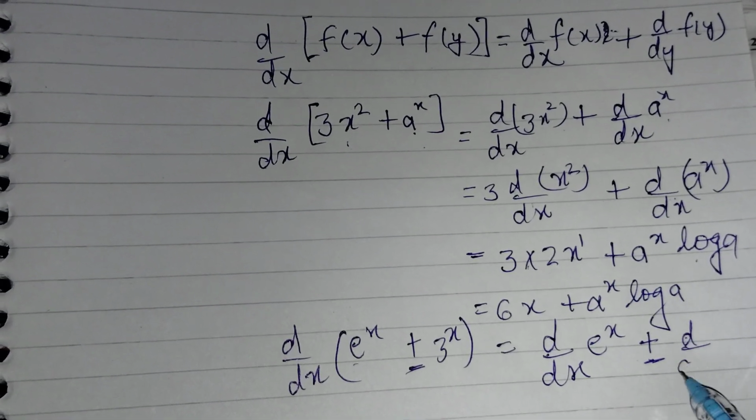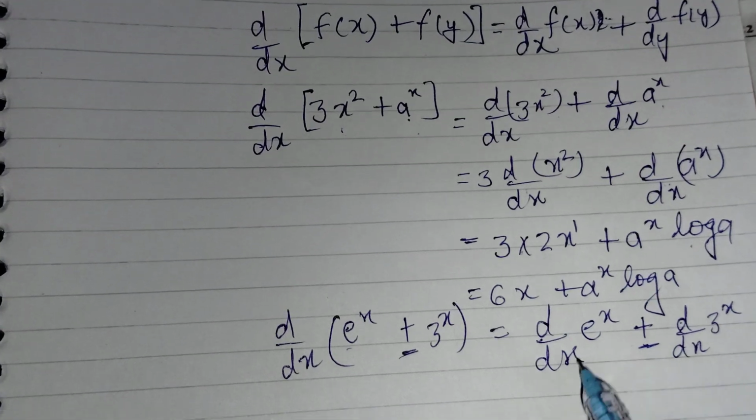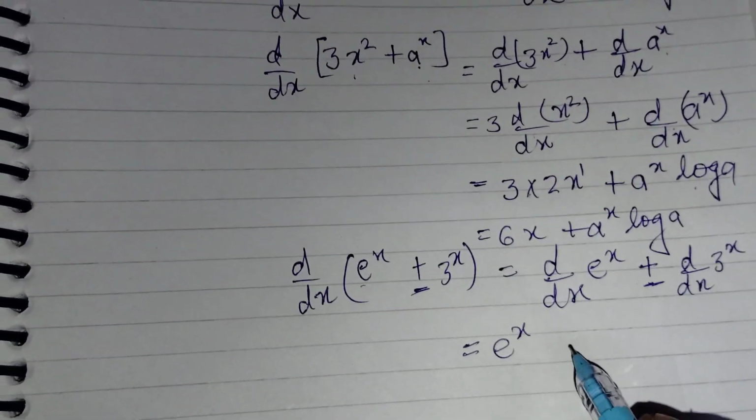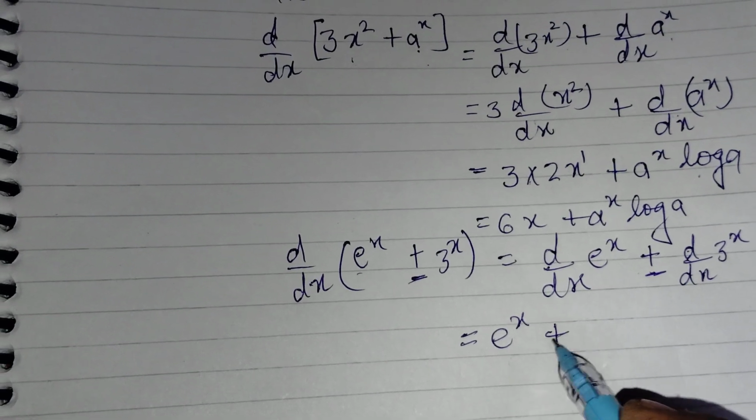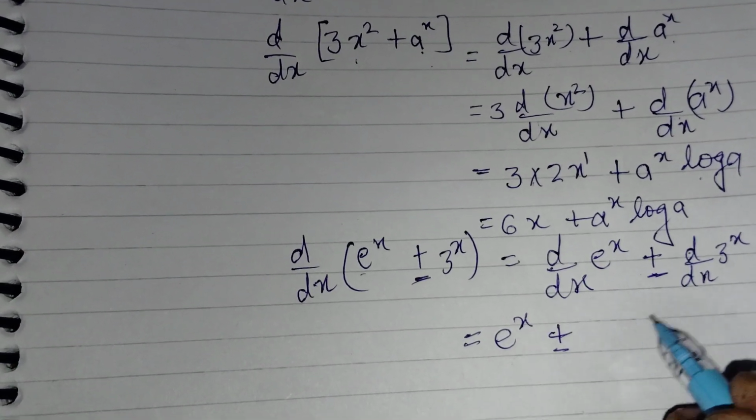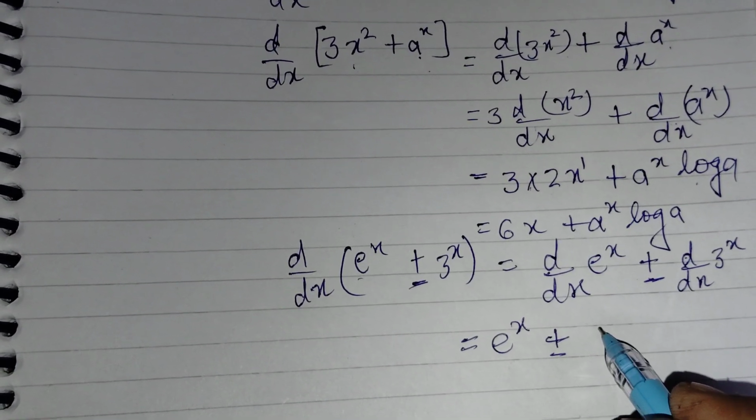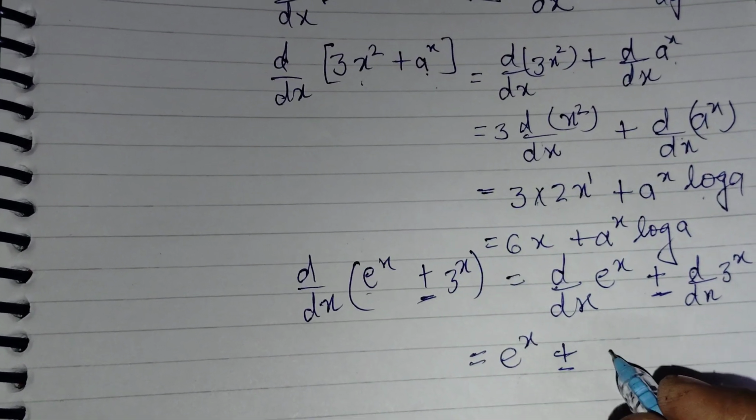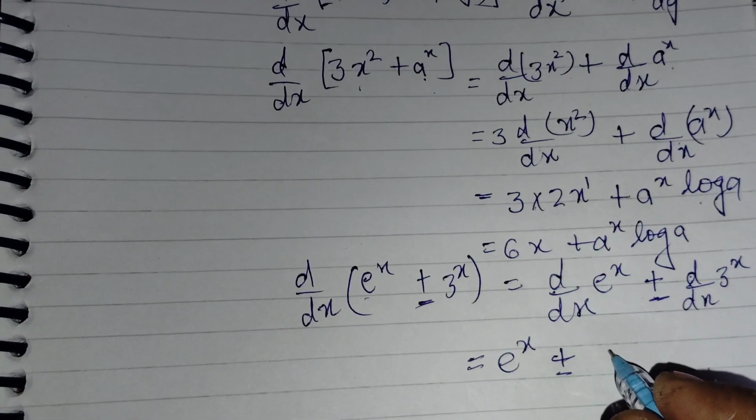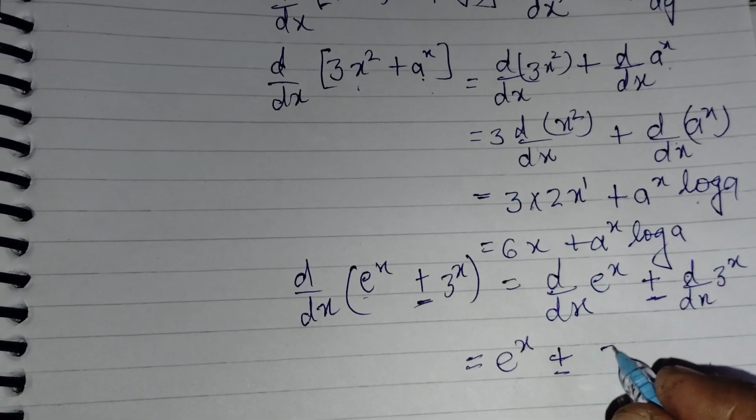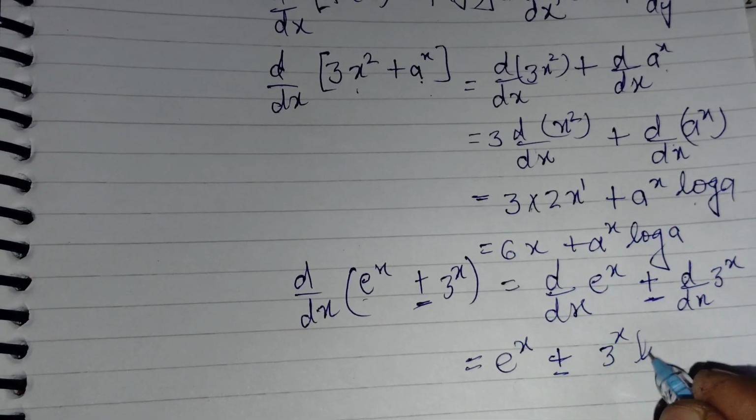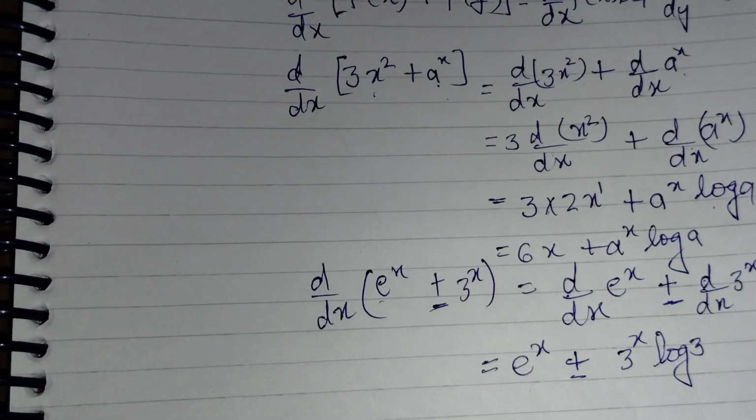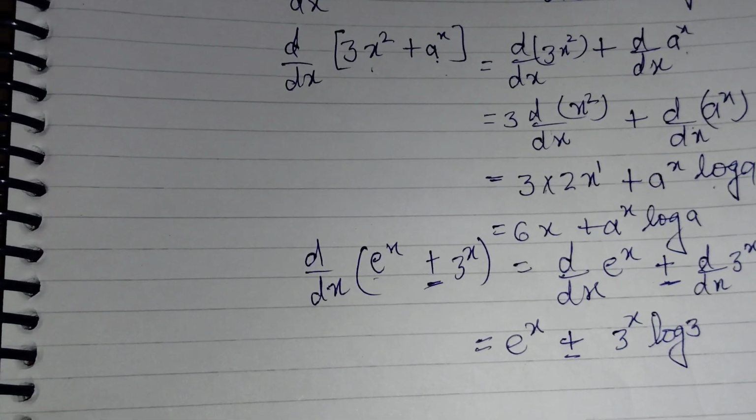Then differentiation of 3 power x. So e power x differentiation is very easy. It is the same as e power x, and if there is plus or minus, we write the same sign. And 3 power x, its differentiation is like a power x. A here is 3, so a power x differentiation is a power x log a, and 3 power x differentiation is 3 power x log 3, because we replace a with 3. So this is the answer.